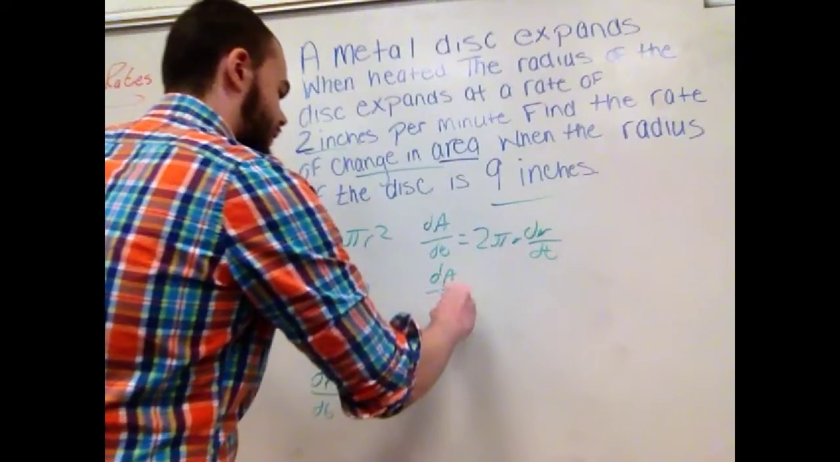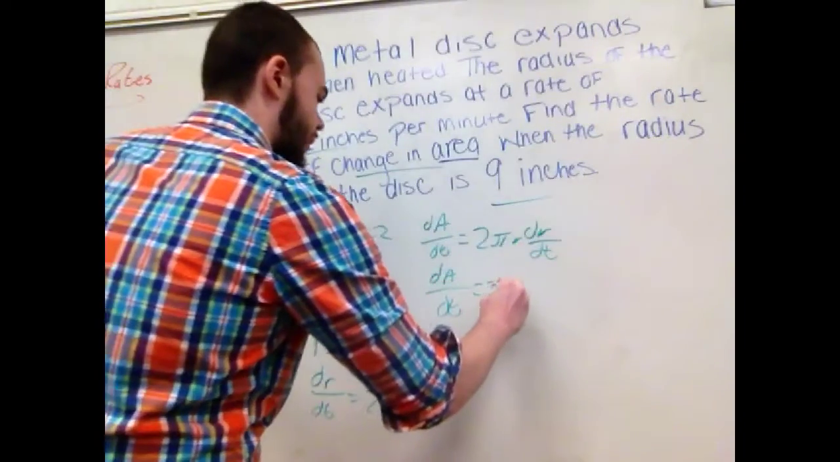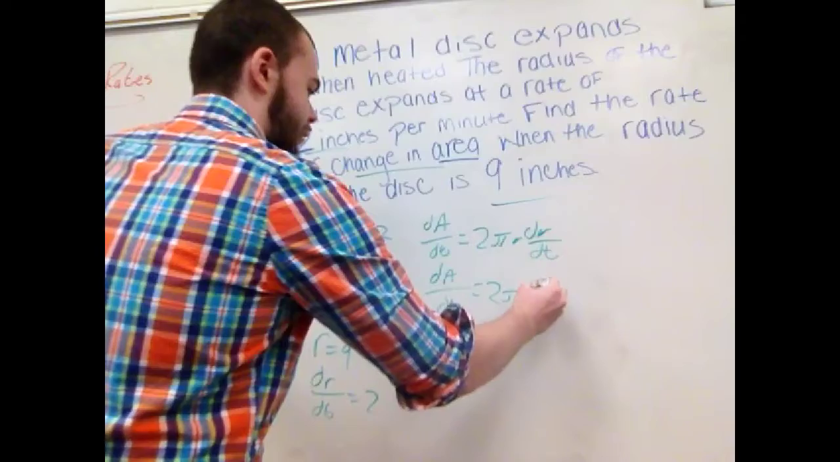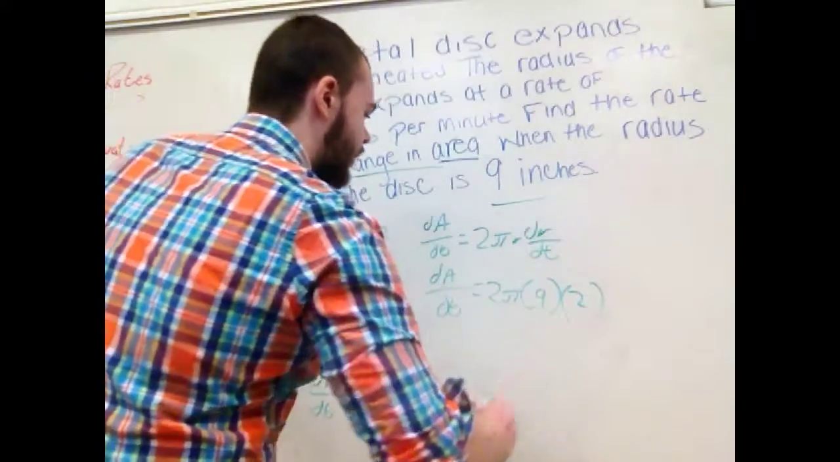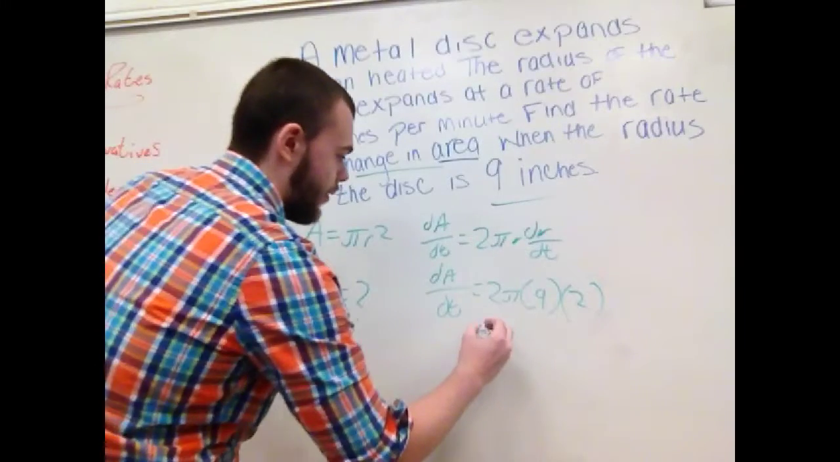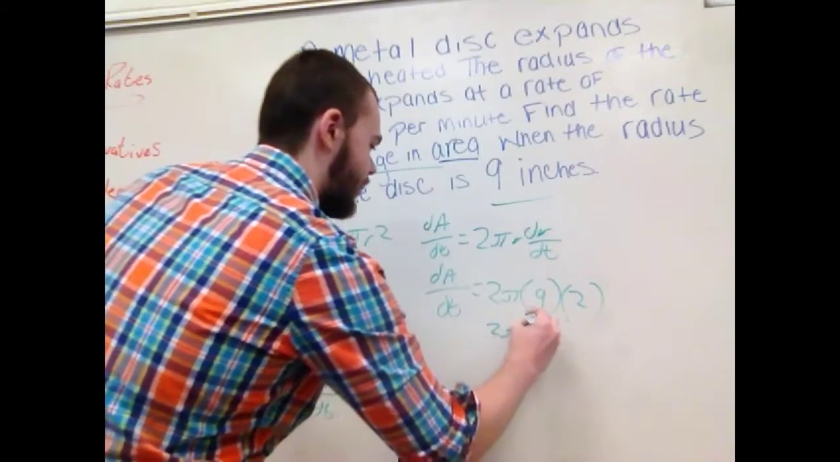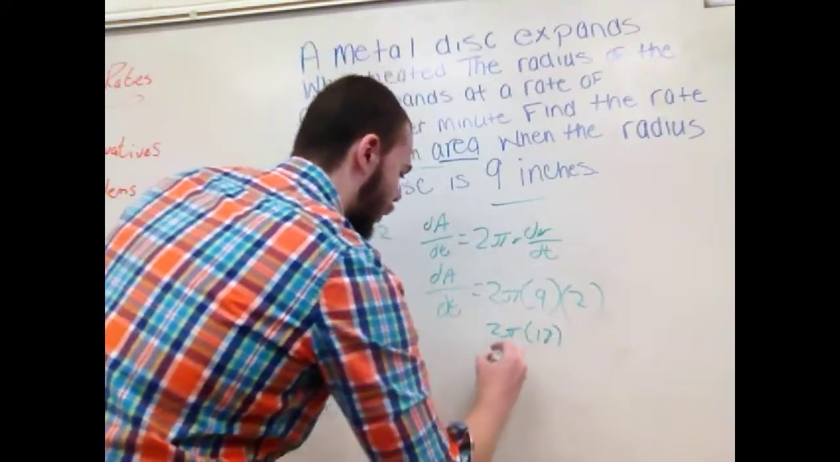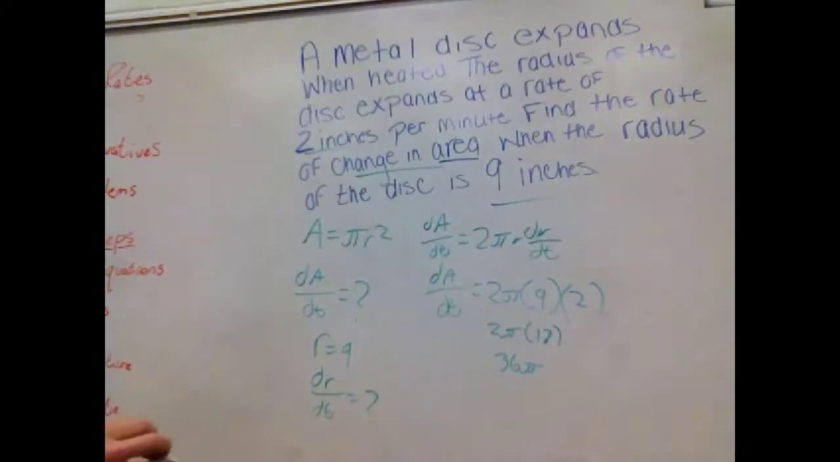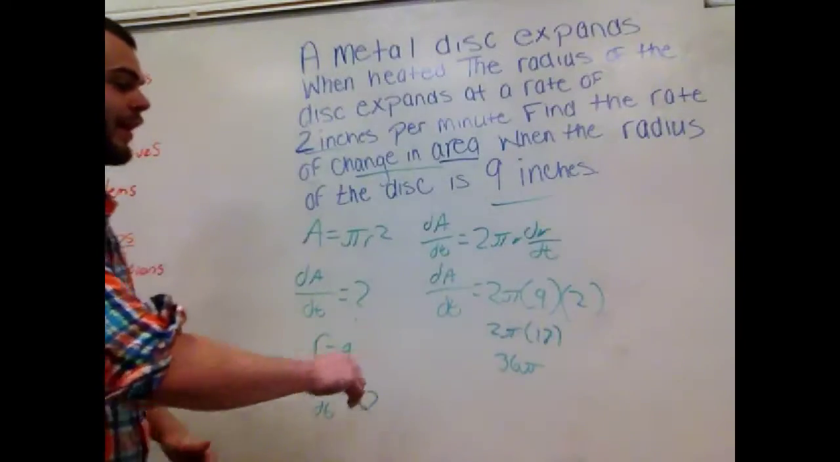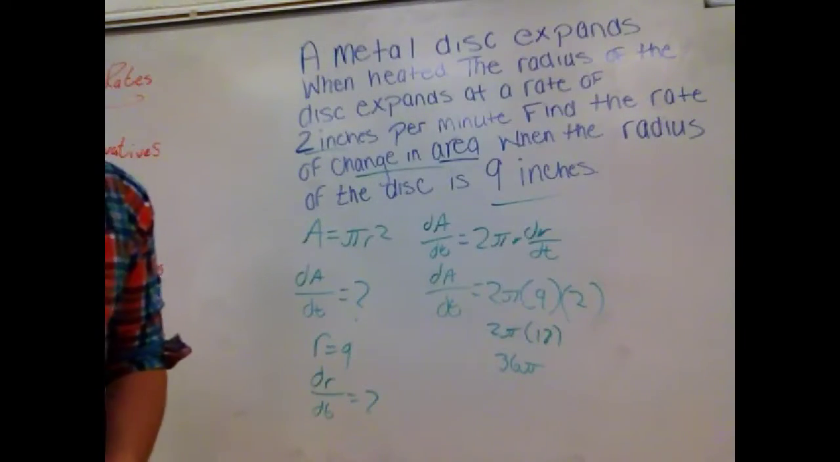dA over dt equals 2 pi times the radius, which is 9, times the rate of change of the radius, which is 2. So here we have 2 pi times 18, or 36 pi. So now we know that the area is changing at a rate of 36 pi square inches per minute.